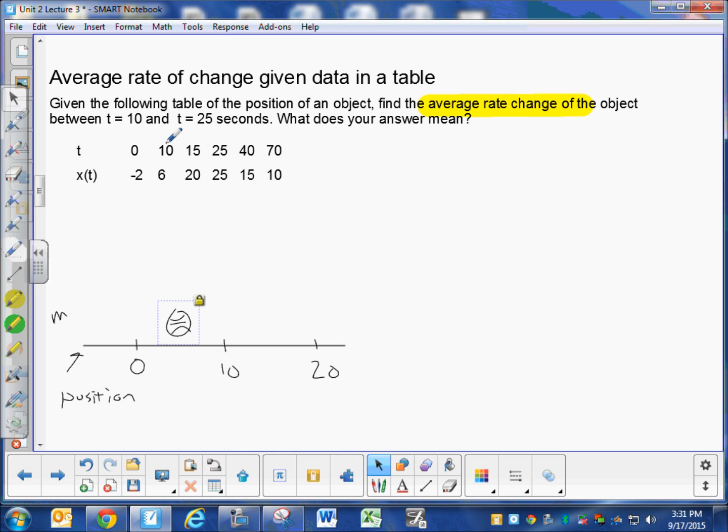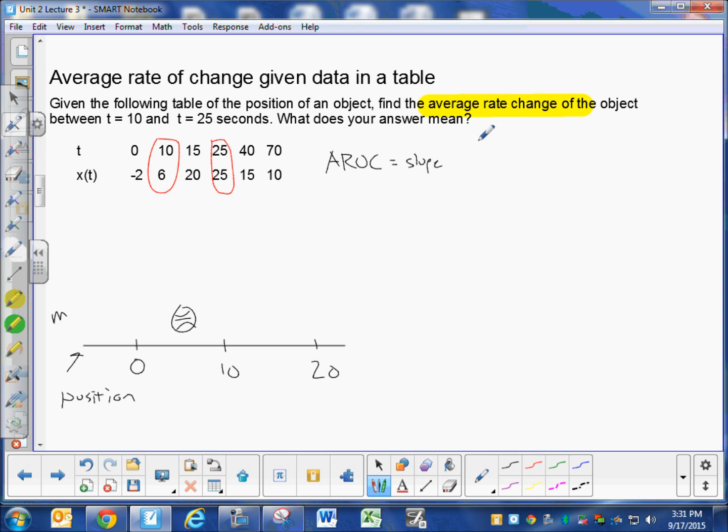Remember that. Now let's go back to the question, which is finding the average rate of change of the object between the 10th second and the 25th second. Well, at the 10th second, I'm located at the position 6. And then at the 25th second, I'm located at position 25. So snapshot here, and then at the snapshot of the 25th second, boom, I'm up there. We can find the average rate of change, which is just equal to the slope between the 2 points, which I can calculate. My two y values, or function values, subtracted from each other, divided by the coordinating x values subtracted from each other.